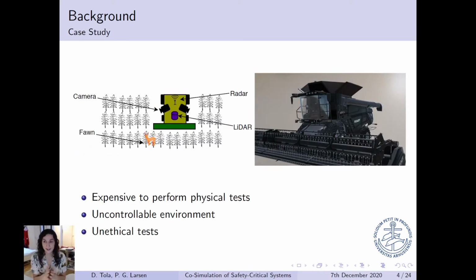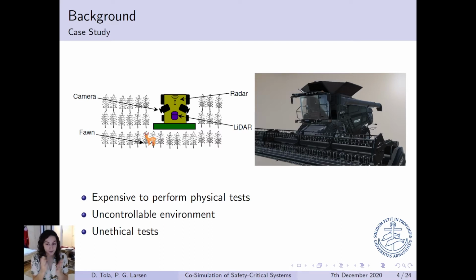So the case study that we looked at here was an autonomous combined harvester. And if you look at the figure on the right, it's just a 3D image of a combined harvester, and as you can see, it's a bulky system. They can weigh up to 15 tons or maybe even more. Their dimensions are also quite big. For example, it can be 10 meters long or 3 meters wide.